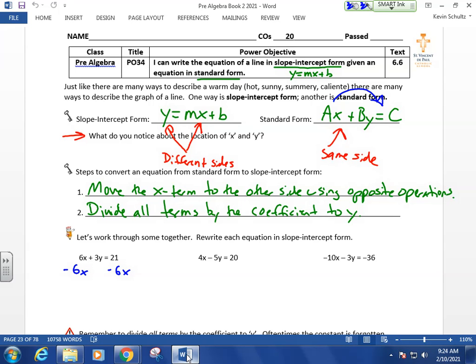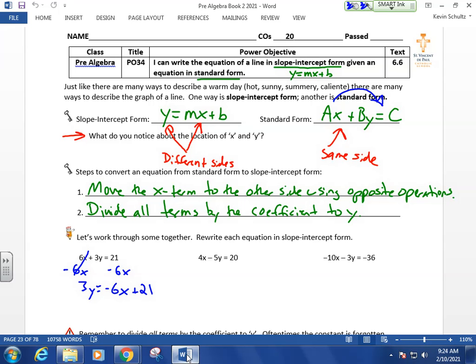Because what that does on the left side, where we have a positive 6x, we take 6x's away, and now there are no more x's on the left side. So we've achieved our first goal, which is to get those x's on the other side of the equal sign. And that leaves us with 3y equals negative 6x plus 21.